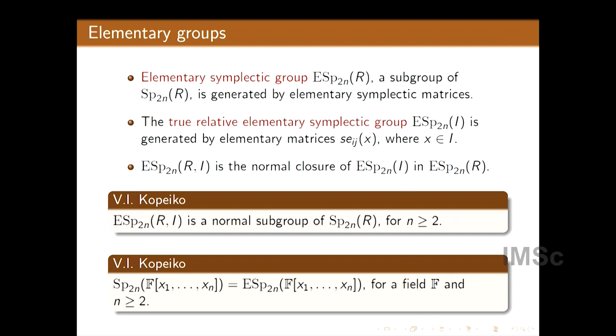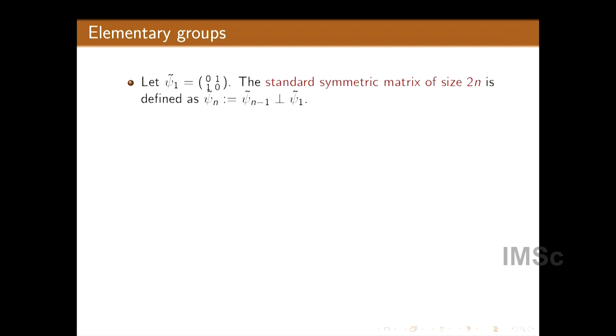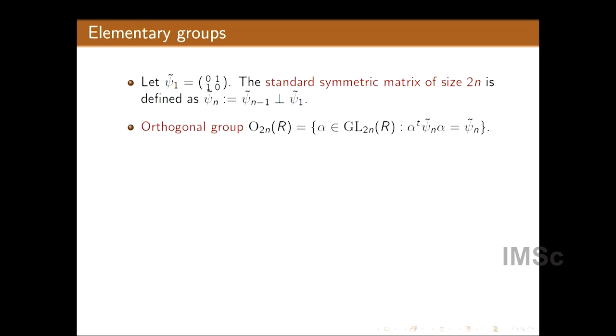And next we will see the similar kind of result for the orthogonal group. So for the orthogonal group, I start with the standard symmetric matrix of size 2n. For that, we consider psi 1 tilde to be 0, 1, 1, 0, and look at the 2n by 2n matrix which has these 2 by 2 matrices along the diagonal. And then the orthogonal group, which is denoted by O2n(R), is the group generated by all those invertible matrices of size 2n which satisfy this equation.